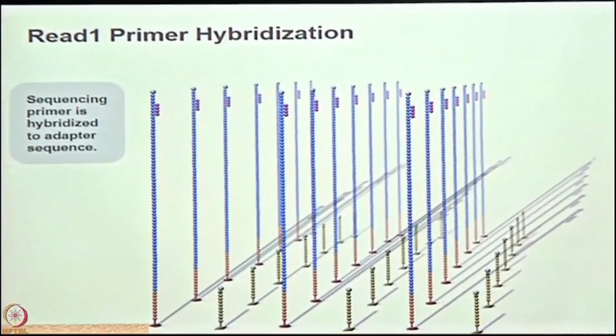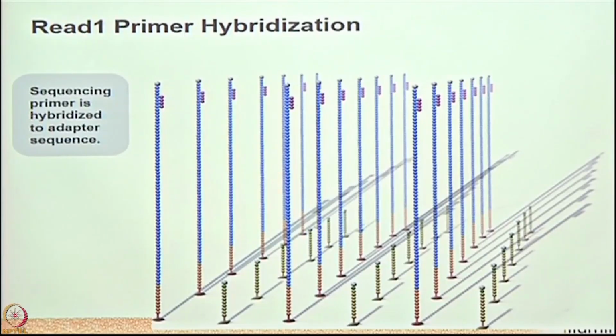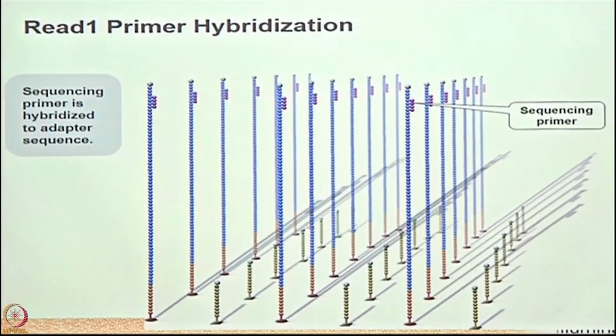So you remember in the library I showed you a region, the RD1 region, which is meant for hybridization of the read1 sequencing primer. So on the flow cell, now you flow the read1 sequencing primer. You can see that the primer goes and binds over there. Then we are set to go for the sequencing.